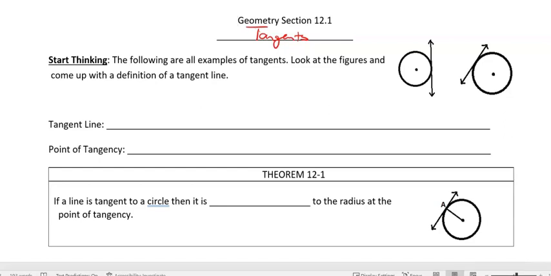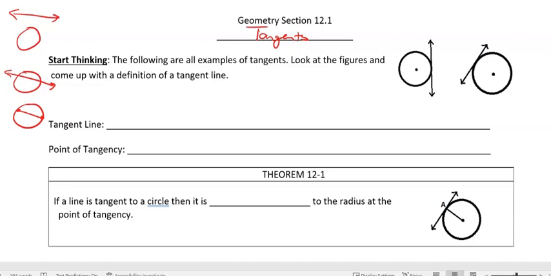So the start thinking part says the following are all examples of tangents. Look at the figures and come up with a definition of a tangent. Let me go ahead and show you some things that are not tangents. This is not going to be a tangent right here. This is not going to be a tangent right here. These are all going to be tangents. This is not a tangent up here as well, if you have the line all the way up there.